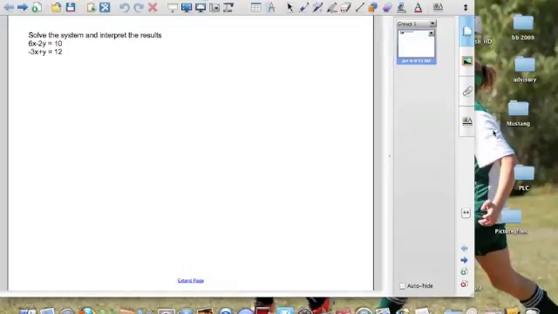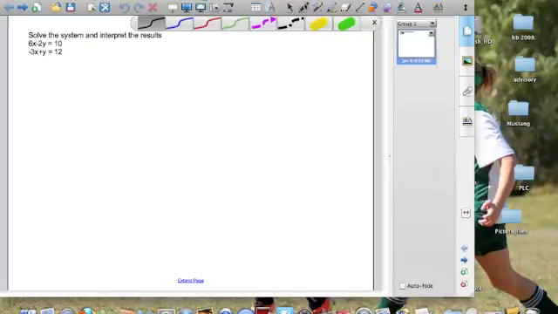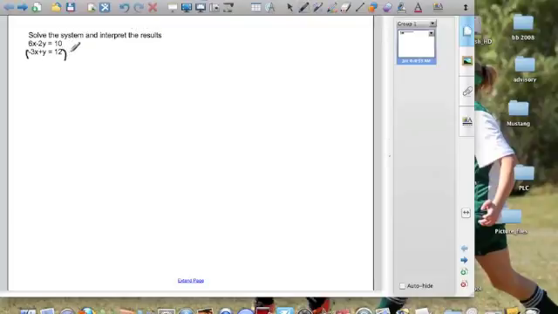In our third example here for special systems, you're going to be looking at a system, and again, you're going to solve the system either by substitution or elimination, and as you solve it, you're going to need to interpret the results. So in this one, we're going to multiply the second equation by 2 so we can eliminate y. We end up with 6x minus 2y is equal to 10 as our first equation.